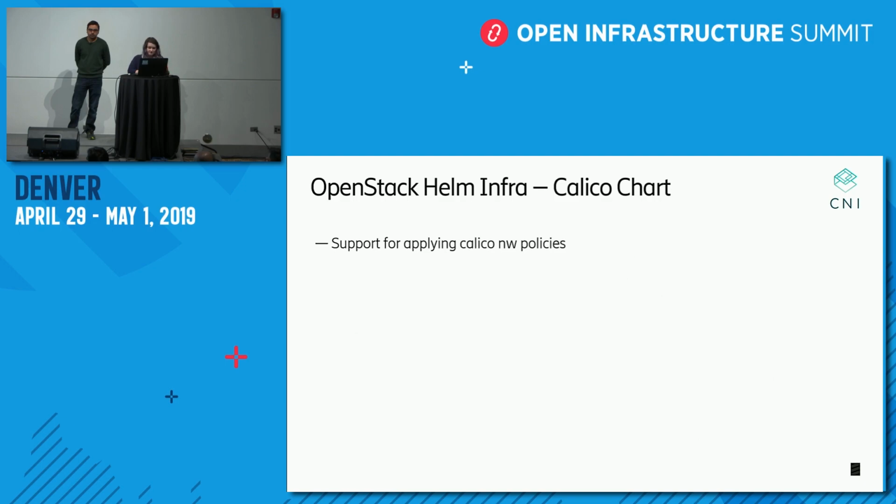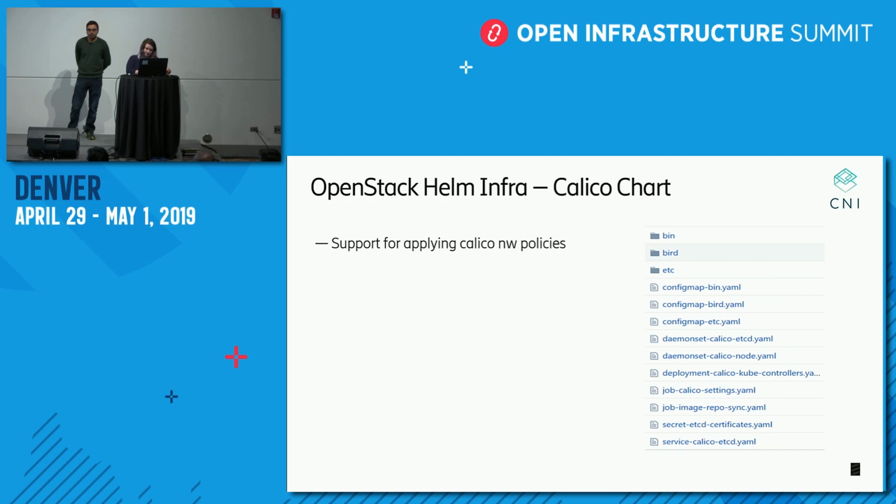So this is where Helm and Calico sort of meet. Calico charts can be found in the OpenStack-Helm Infra repo, and here are some of the important files that can be found under the templates directory. Calico uses the following components to achieve this. A Calico node container that runs 2 daemon processes.